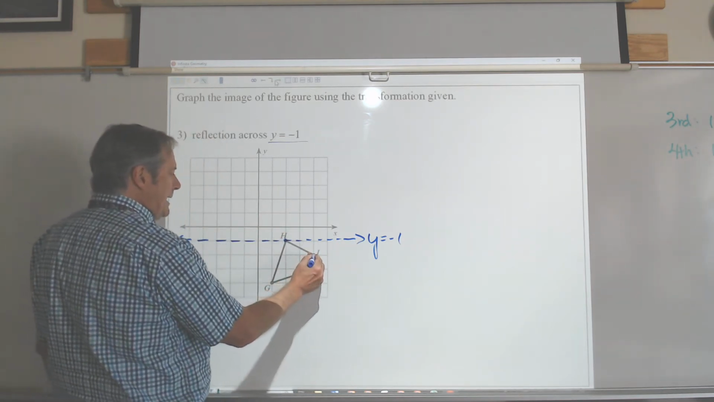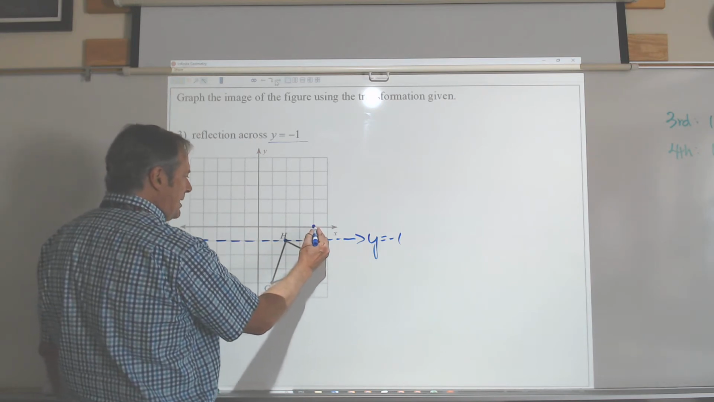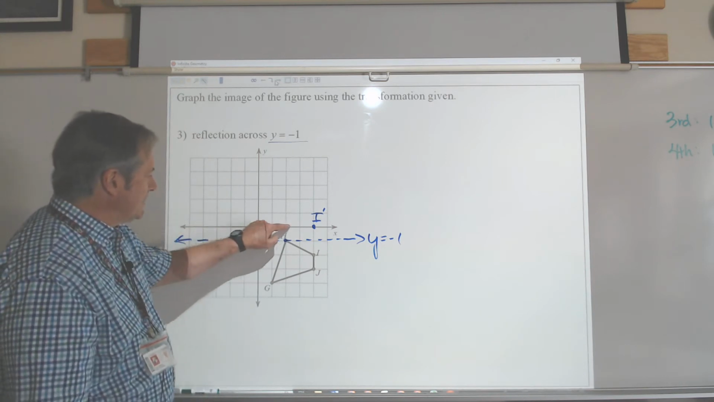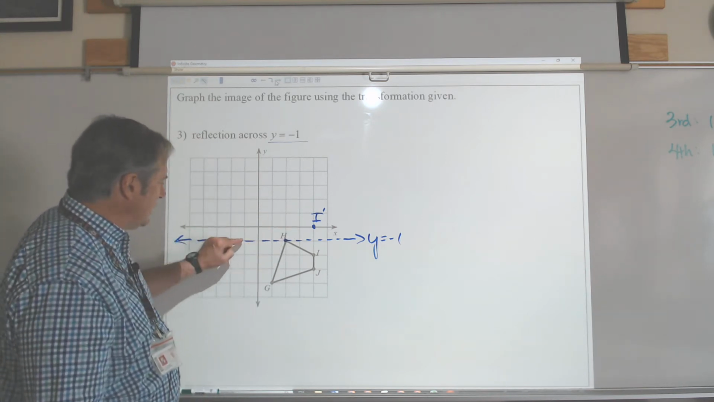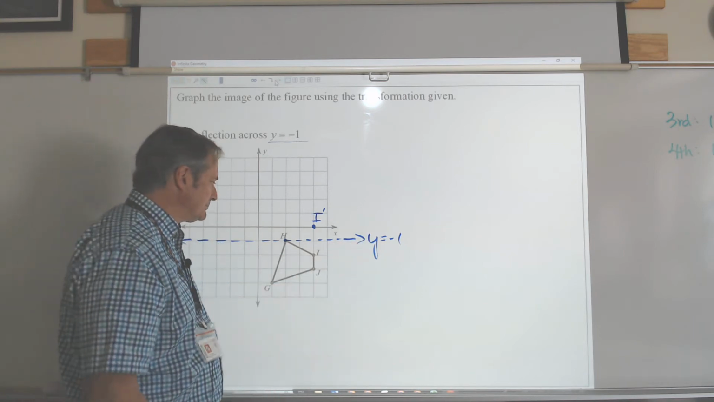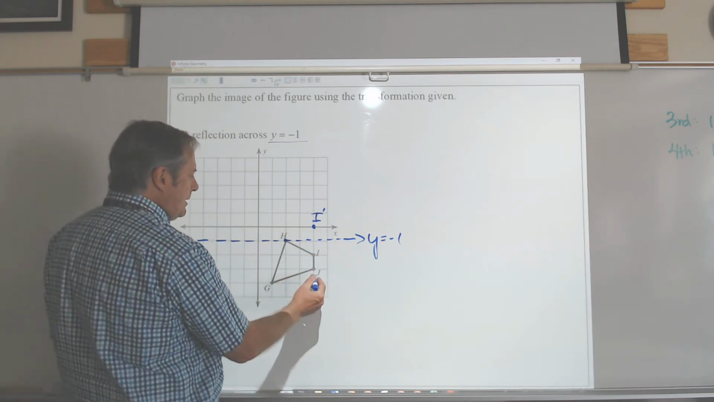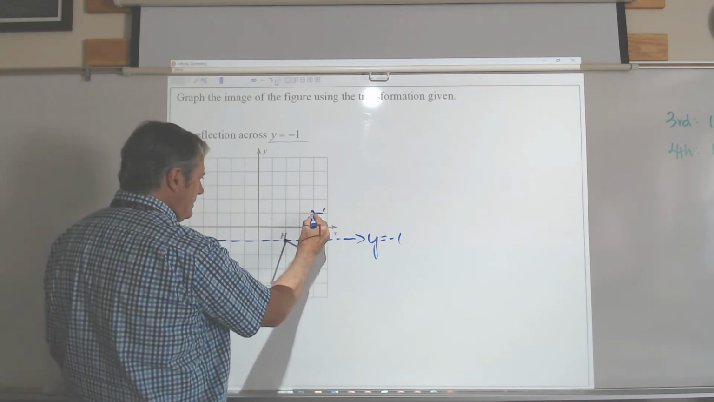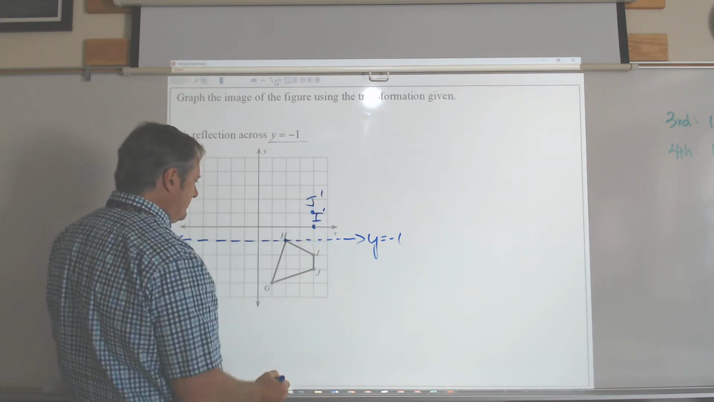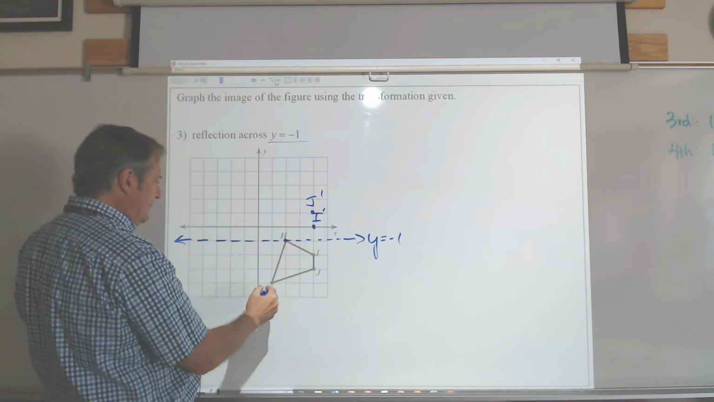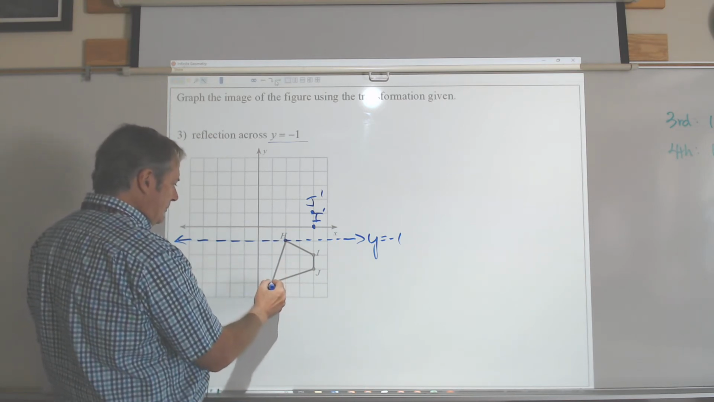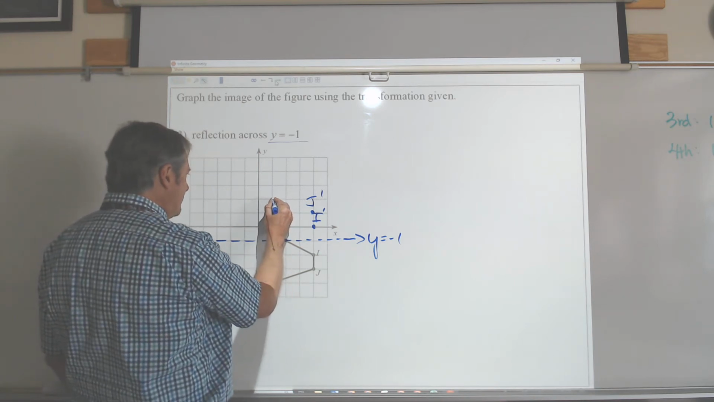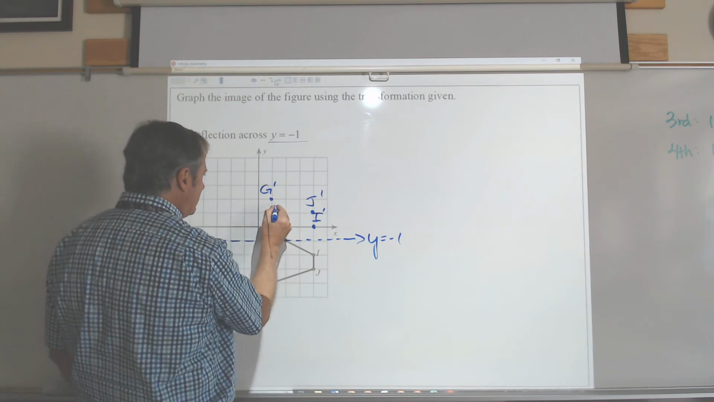All right, point I is 1 unit below, so I prime will be 1 unit above. Now notice, guys, we're not relating it to the axes. We're relating it only to this line of reflection. J is 2 below, so J prime will be 2 above. H stays put. G is 1, 2, 3 below the line of reflection, so G prime will be 1, 2, 3 above the line of reflection.